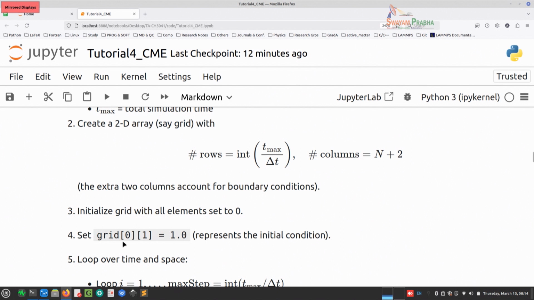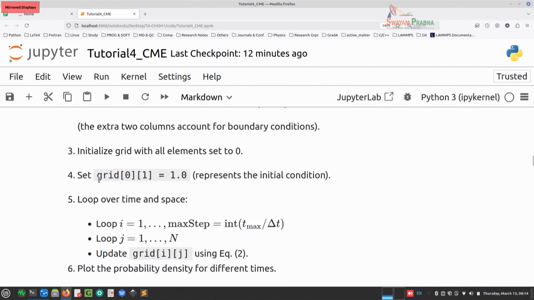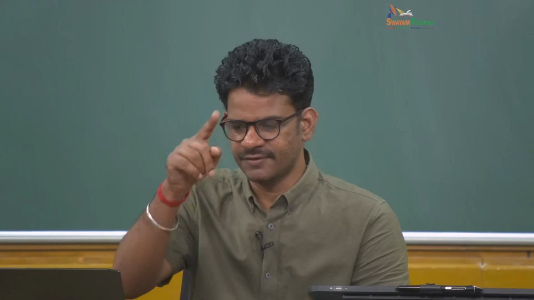So here what we can do is, this grid 0, 1 is initialization. Initially the particle is at origin. So the first index here is the time, and the second one is the position. Okay, so the first position at time t equal to 0 is 1, because that's what the delta function is, and then for the rest of them it's all 0. Okay, so that's our initial condition.